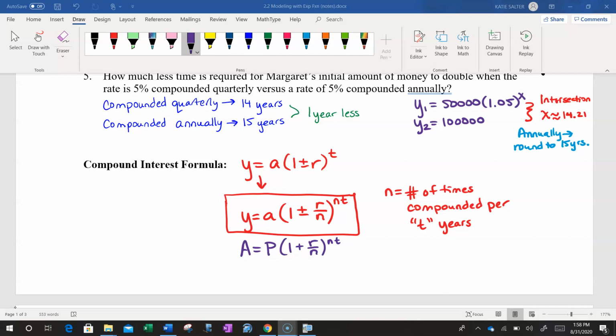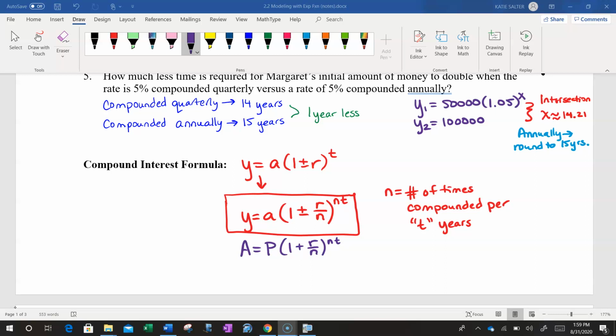Notice I put plus or minus in here because you can have situations where things are being compounded and it's a depreciation problem or decay problem. And all you do to fix that is if it's growing, you put plus the R. If it's decaying, you put minus the R.